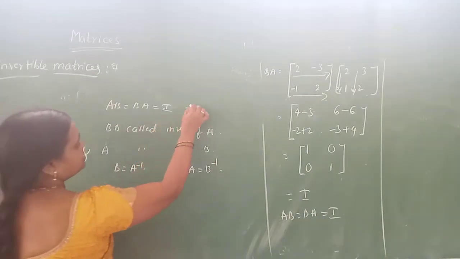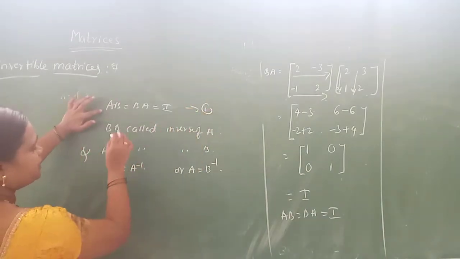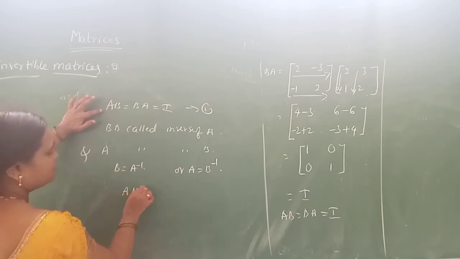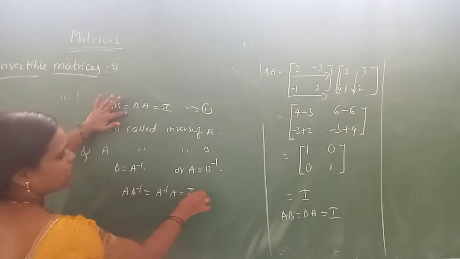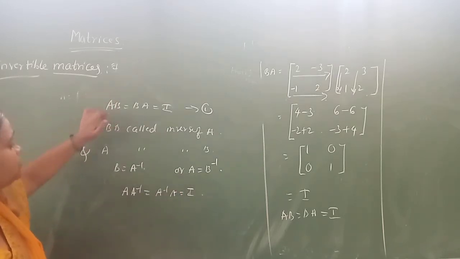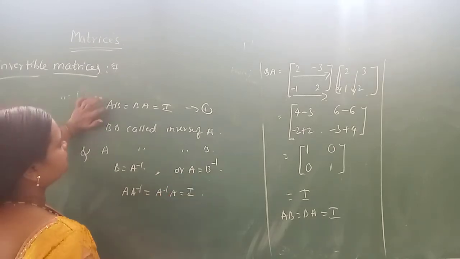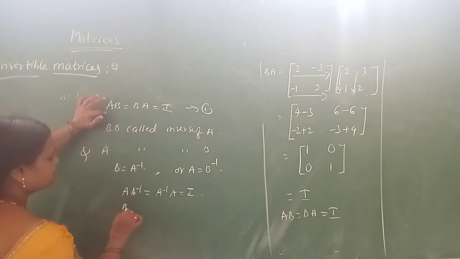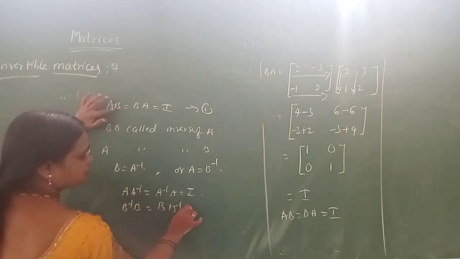So this is equation 1. If B is A inverse, you can substitute: put B equal to A inverse. What will you get? A inverse A. Or if you put A equal to B inverse, substitute A equal to B inverse, what will you get? B inverse B, or B B inverse.